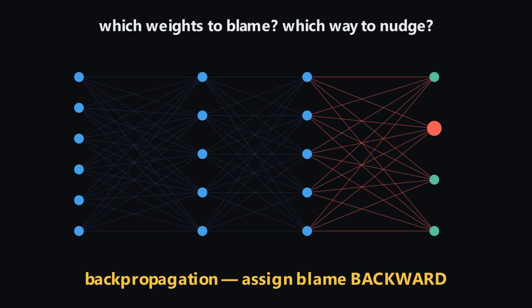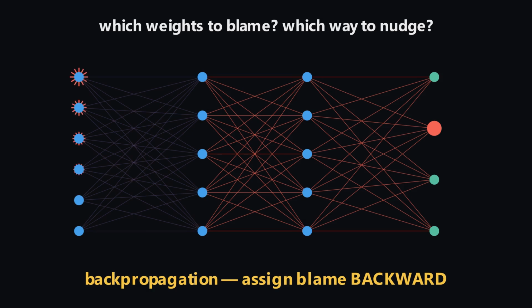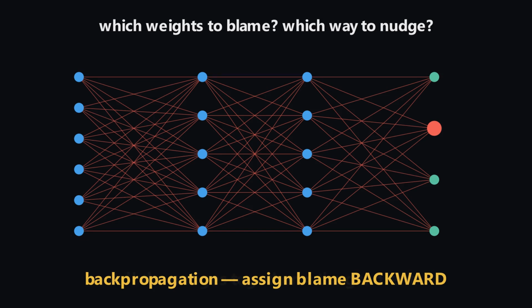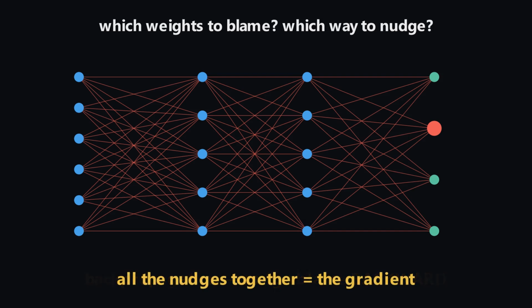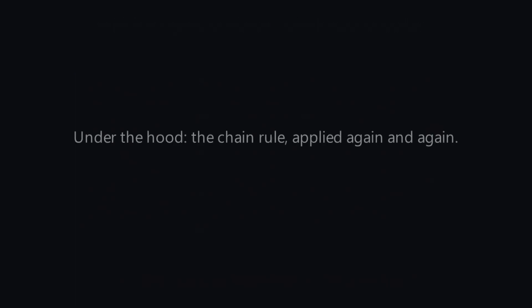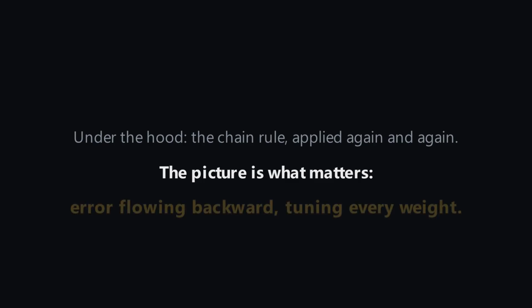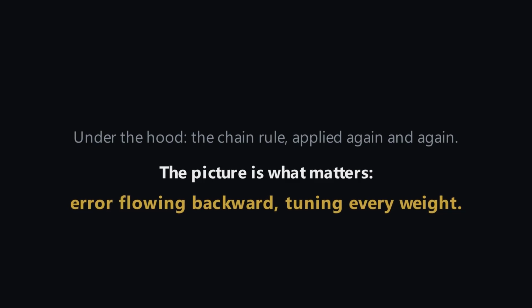Each layer hands a share of the blame to the layer behind it, in proportion to how much it contributed to the mistake. By the time the signal reaches the front, every single weight has a number attached. Nudge me this way by this much to reduce the error. That whole collection of nudges is the gradient. Backpropagation is simply how we compute it efficiently. Under the hood, it's just the chain rule from calculus, applied over and over. But the picture is what matters: error, flowing backward, telling every weight exactly how to change.